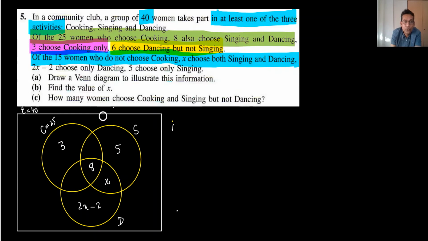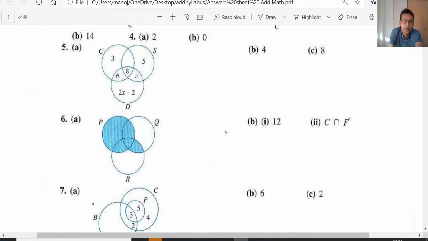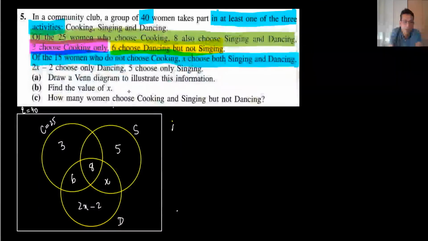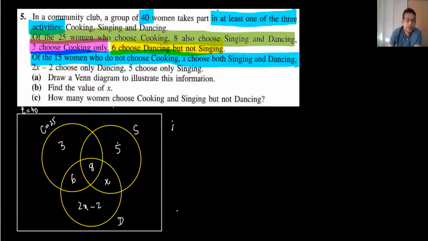And if I move to this sixth one, six choose dancing but not singing. Six, okay, this is here. So this is the first part we have done. I should check the answer first. The answer is 3, 5, 6, 8, x, 2x minus x is coming. I think 6, 8, x is absolutely right. We have done the first part. Yes, good. So actually it is not easy to understand. All the things take a little time to understand, but I hope after doing some questions, you will be able to do it. So we have done part A.